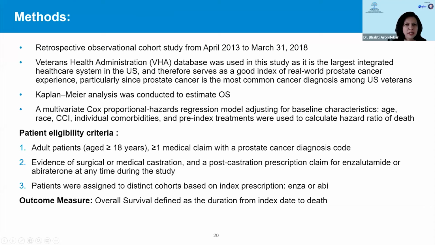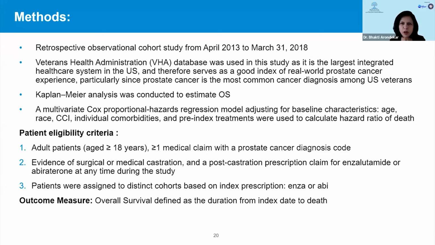Let's look at the methods. So we've talked about advantages and disadvantages of different data sets. This study was done using a US database called the Veterans Health Administration database. Now, why was this particular database picked? It is one of the largest integrated healthcare systems in the US. And when I talk about integrated, it means your medical records, your pharmacy records, your billing information, all of that is integrated in this particular database.